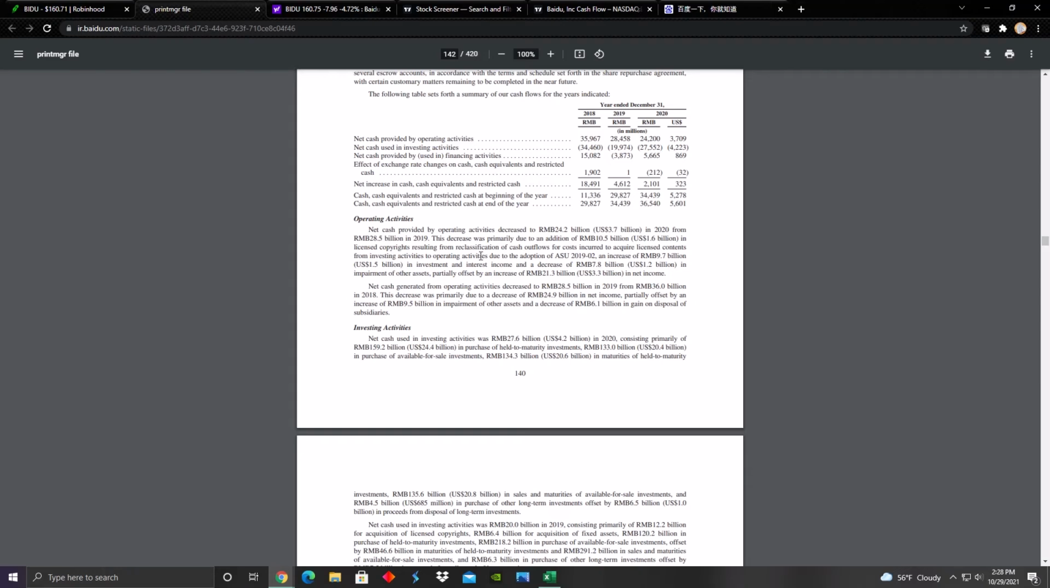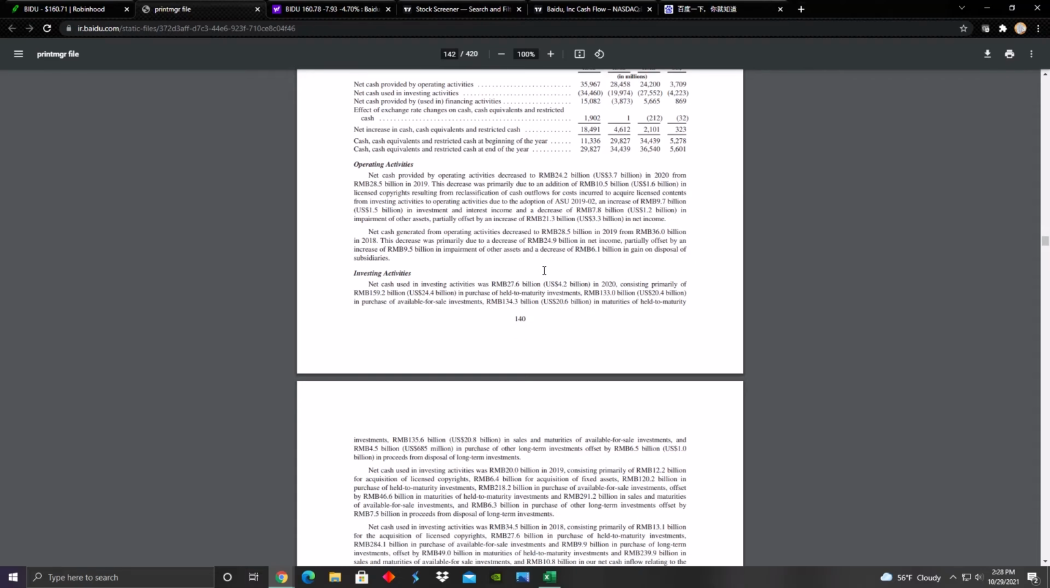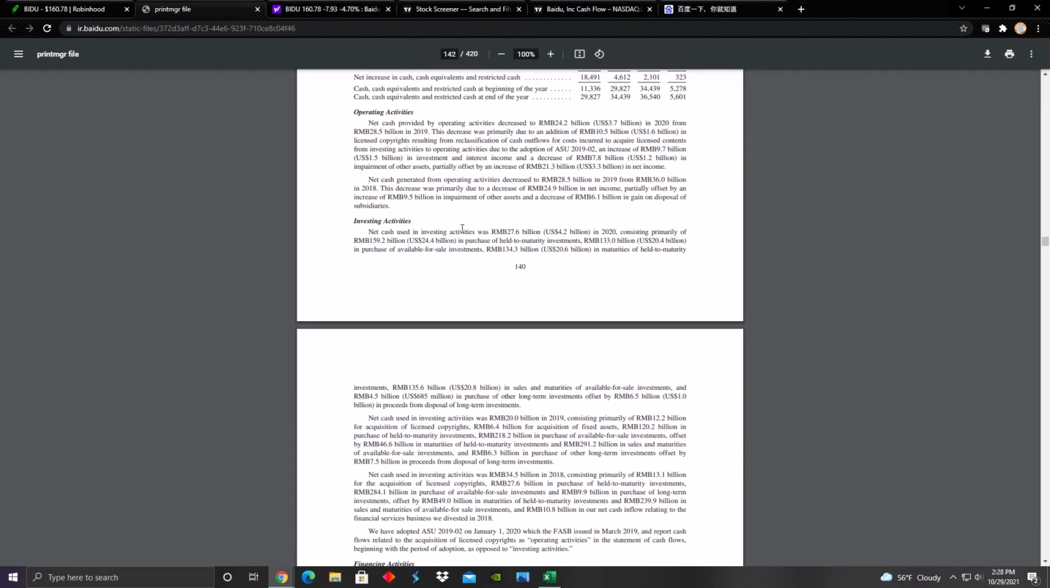We can see that right here. It says the decrease in their cash from operating activities was primarily as a result of reclassification of cash outflows for costs incurred to acquire licensed content from investment activities. Not sure what that means, really. I would have to do more research on that, but there it is.